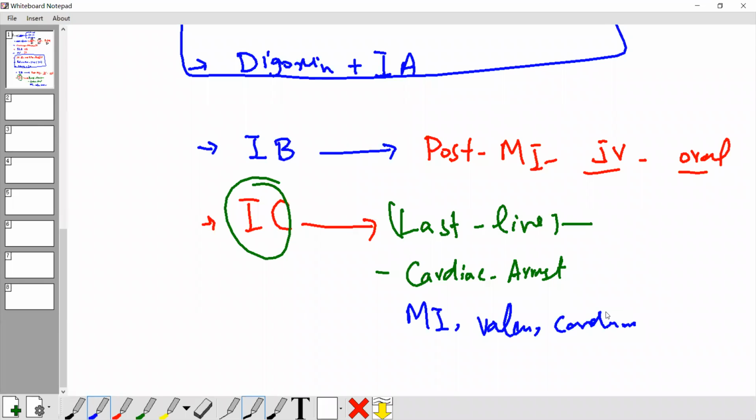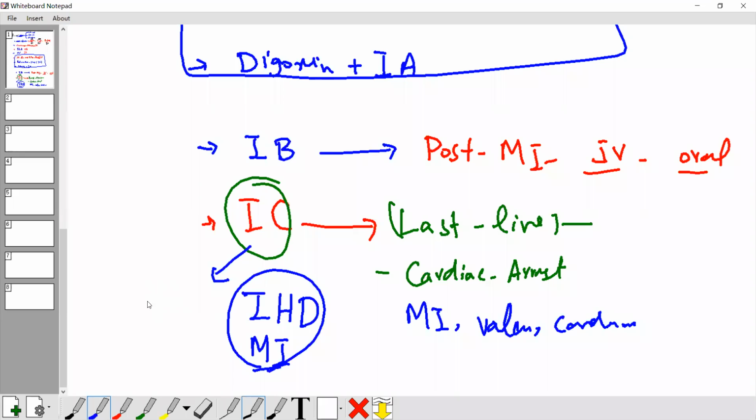Any problem in the myocardium or valve. Clear? So 1C is contraindicated in ischemic heart disease, including angina and MI. You can memorize it: the 1 in 1C is like an I, contraindicated in ischemic heart disease and MI. It's very important, must keep in mind.